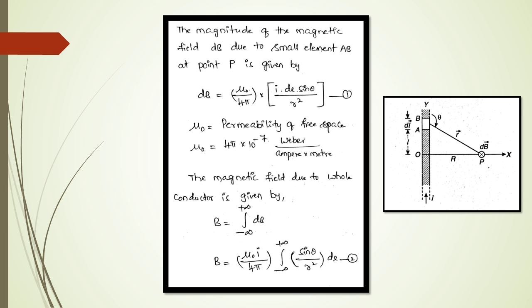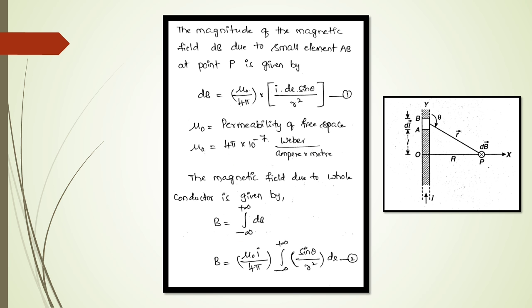Here mu naught is the permeability of free space. This is a constant. The value of the permeability mu naught is equal to 4 pi into 10 power minus 7 Weber divided by ampere meter. So here dB is only due to the small length element AB. If we want to find the total magnetic field due to the current carrying conductor, then we apply the limits, that is minus infinity to plus infinity.